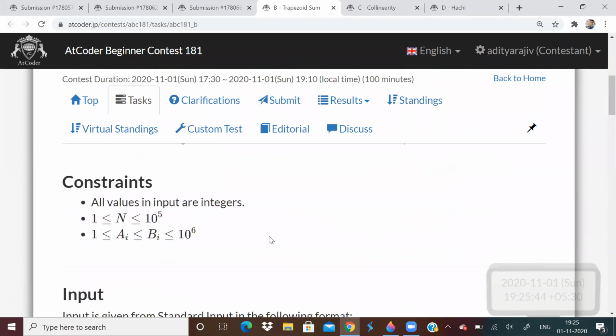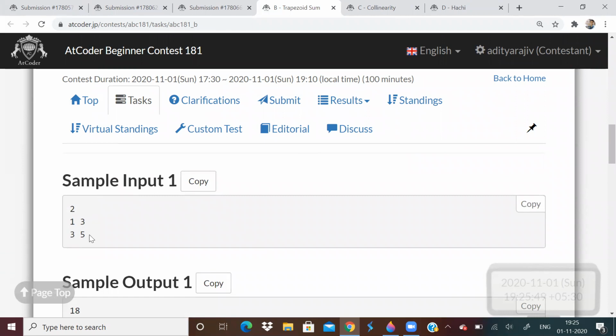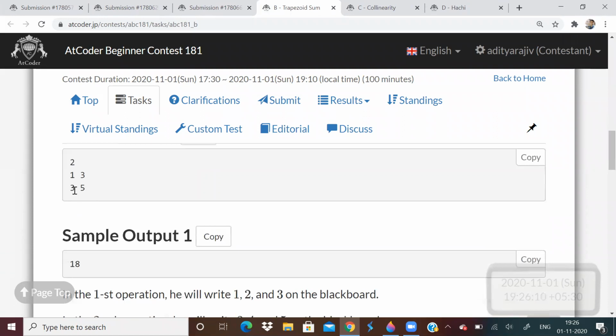So in the next problem, we are given a pair of integers, and for n times we have to input a pair of integers and find the sum of all numbers between the two integers. For example, in this case 1 and 3, the sum of all numbers between 1 and 3 inclusive, so 1 plus 2 plus 3. And then 3 and 5, 3 plus 4 plus 5. So we have to print the overall sum like this.